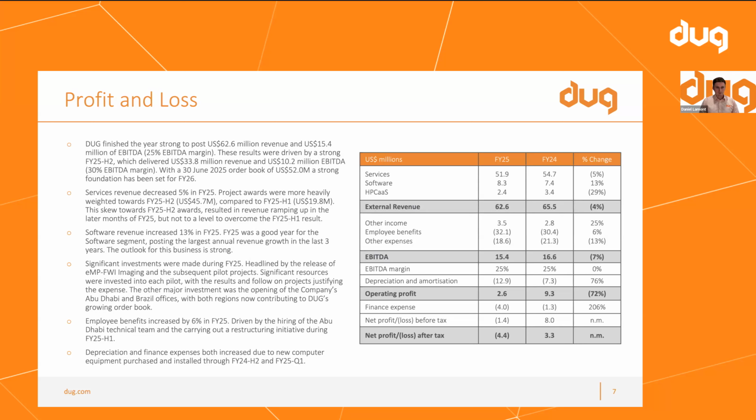So then closing it off, we had employee benefits up 6%, and that's largely driven, as Matt touched on, by the Abu Dhabi office now being up and running. We've got a bunch of staff there, and a lot of those staff were hired early in the year. And so we have their costs coming through, and we have some cost savings, albeit we had some redundancy payments in first half. We have the cost savings coming through second half from the restructuring that we did in first half.